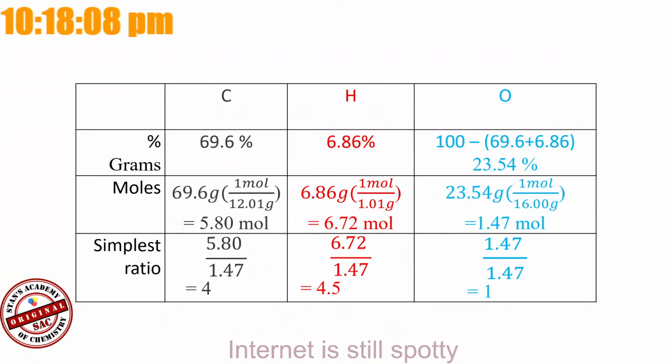Okay, so we get 4, 4.5, and 1. When you write the formula of a compound, empirical or molecular, we cannot have fractions. So when you calculated the simplest ratio, I rounded off the numbers to the whole number. If it was 3.9, I made it 4. If it was 4.1, I still made it 4. In the case of hydrogen, I rounded it off to 4.5. We cannot have a fraction. So when you have such a situation, what we normally do is we multiply all of it by 2 so that it becomes a whole number.